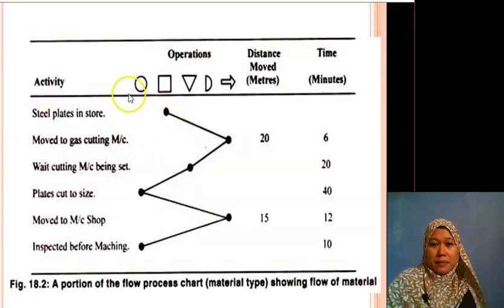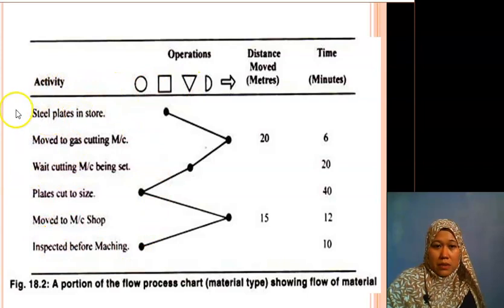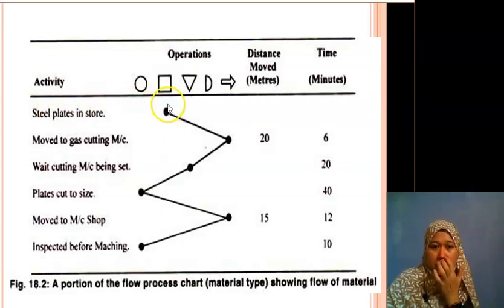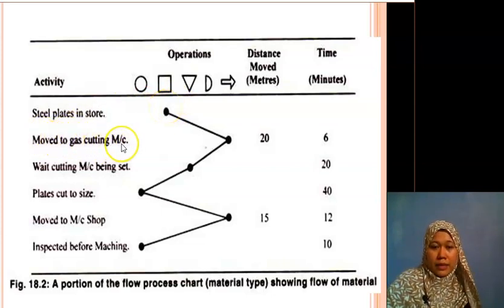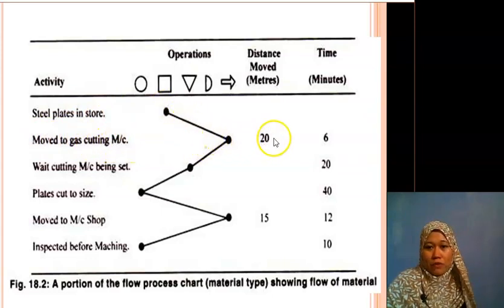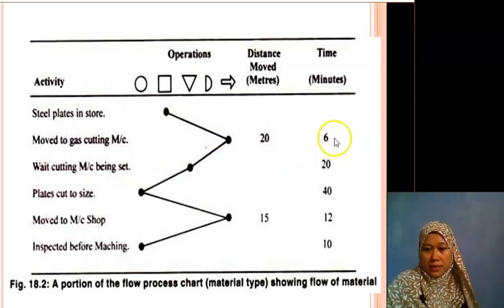Okay, this is another example. Again, remember operation, transportation, inspection, delay, and storage. So from here we know what the process is all about. It's about the steel plate in the store. They are picking up the steel plate, and then move to the gas cutting machine. So there must be movement. How far? 20 meters. It takes about 6 minutes.